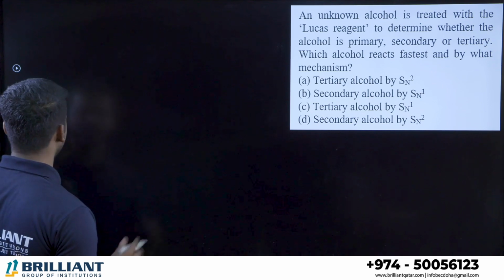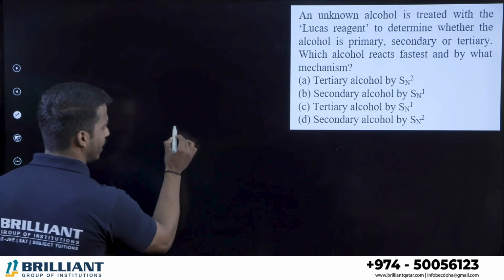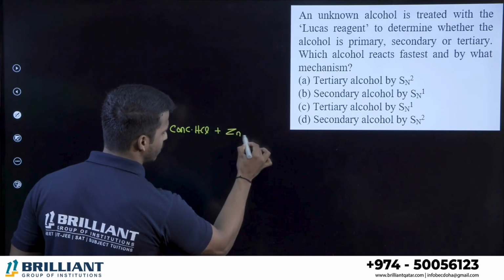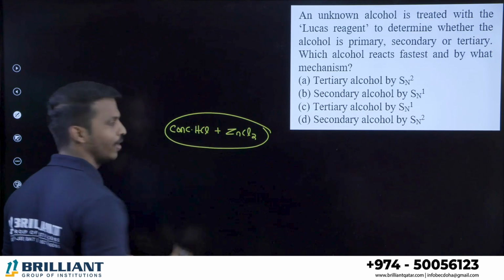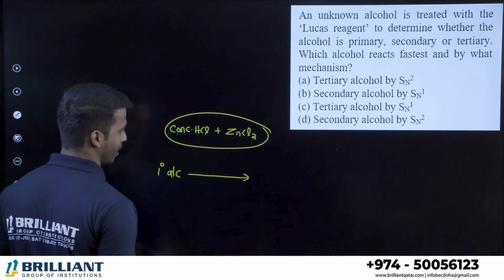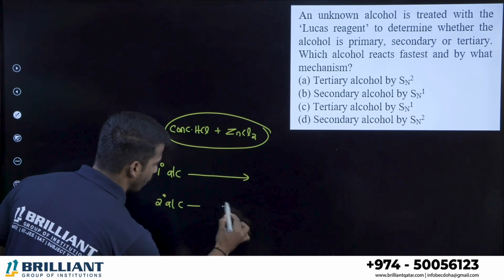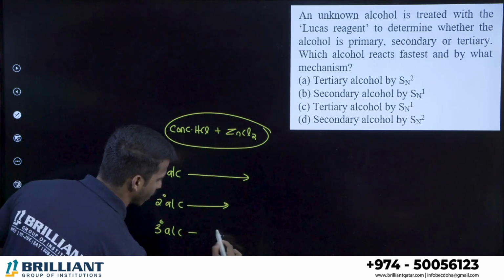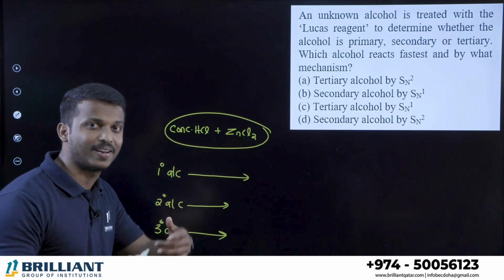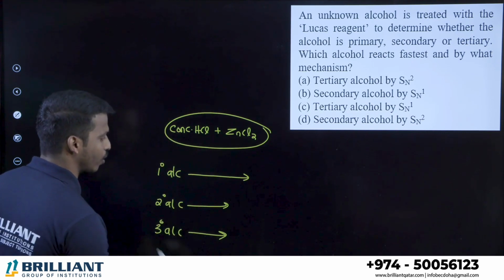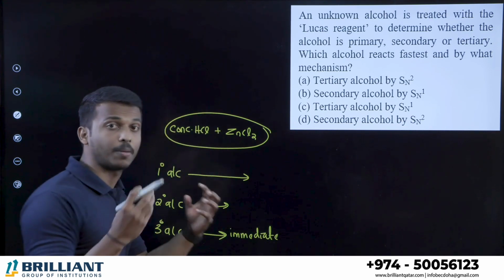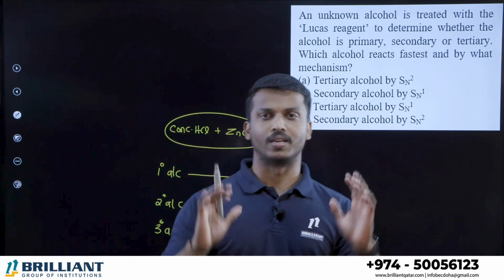So let me discuss a small theory here. Lucas reagent is a mixture of concentrated HCl with anhydrous zinc chloride. You may have studied what happens when primary, secondary and tertiary alcohols react with the Lucas reagent. Which will react faster? Tertiary. Tertiary alcohol will give you immediate turbidity, right? It will give you turbidity, or the reaction, faster, immediately.